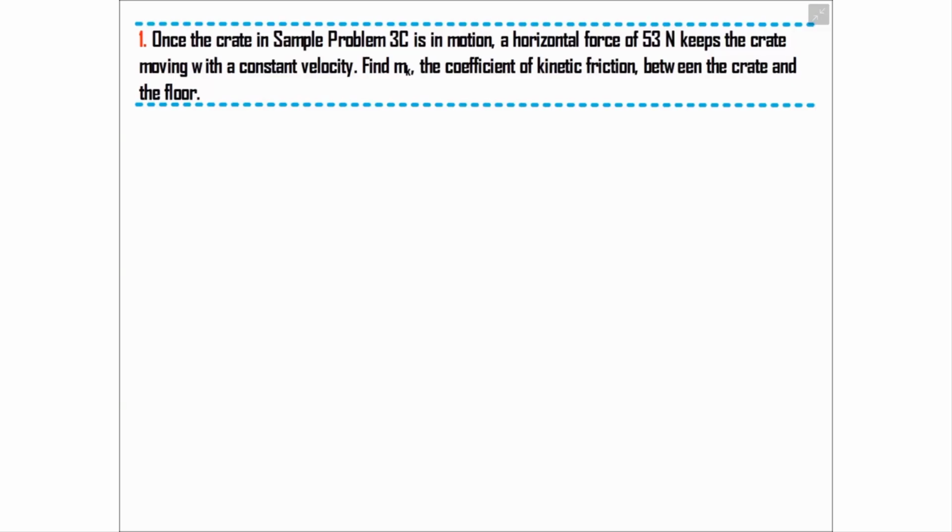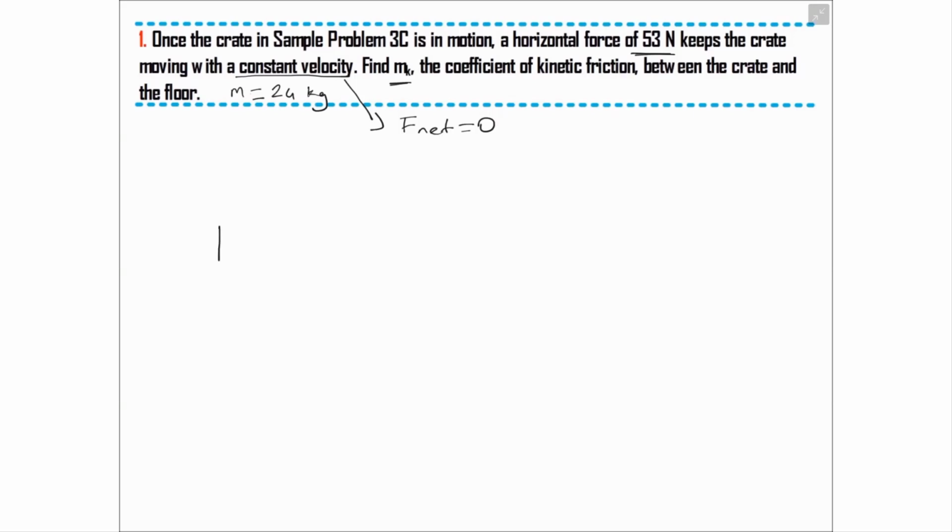Once the crate in sample problem 3C is in motion, in the sample problem 3C, the mass of the object was 24 kilograms, by the way. A horizontal force of 53 Newton keeps the crate moving with constant velocity. Constant velocity means F net acting on the object must be 0. Find the mu k, the coefficient of kinetic friction between the crate and the floor.